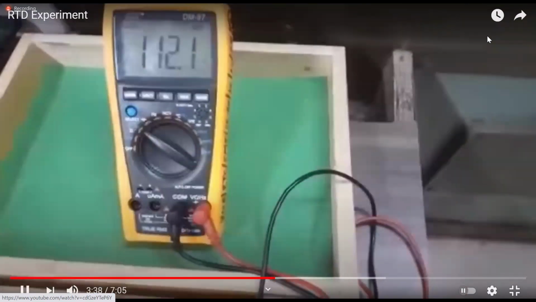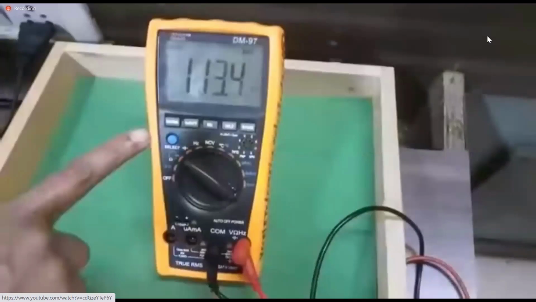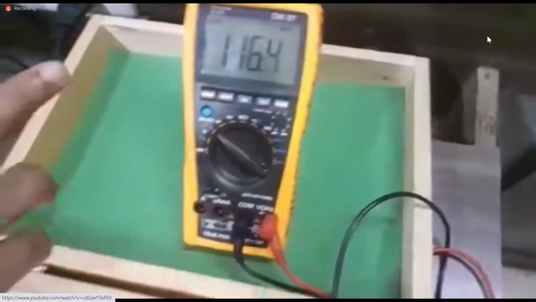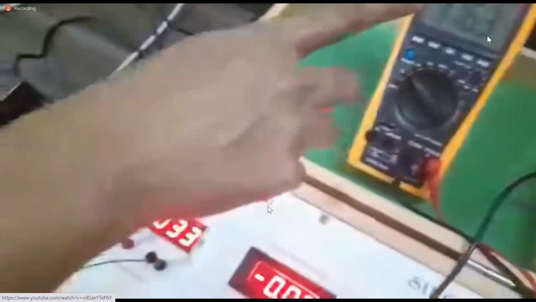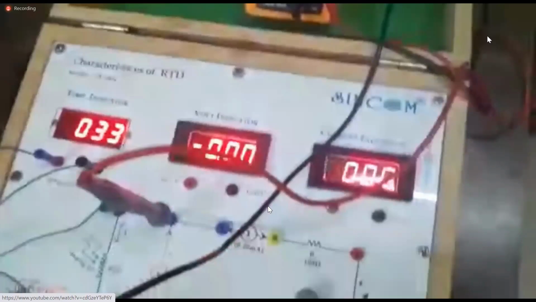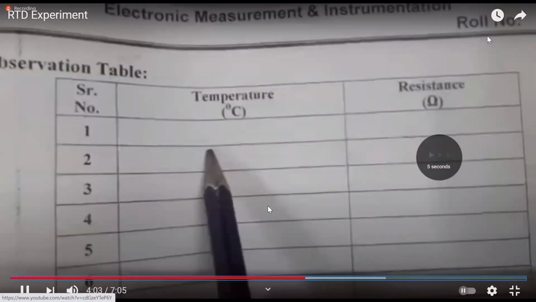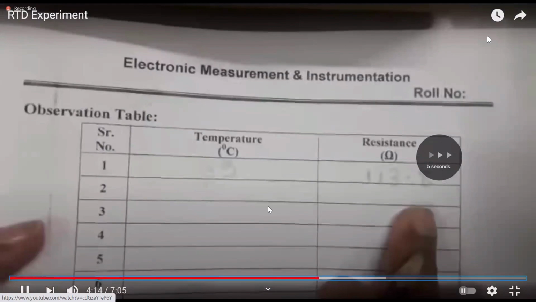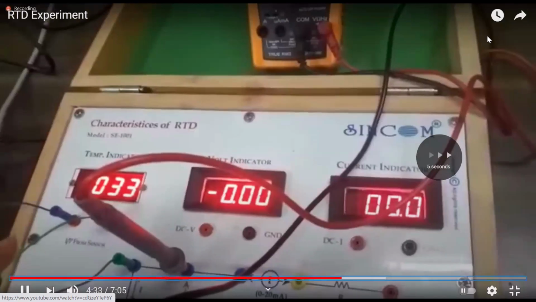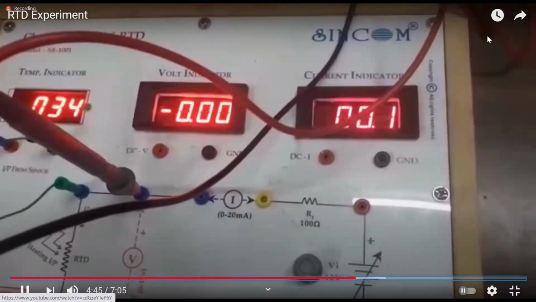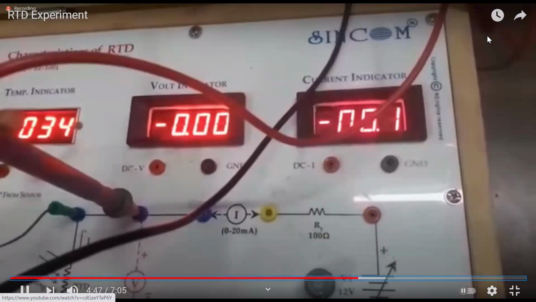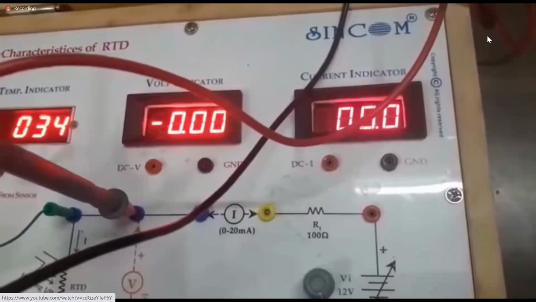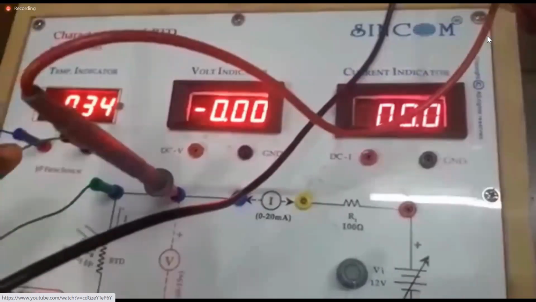Temperature is 33 and the corresponding resistance is 113.4. Now we are noting this first reading, 33.8, in the observation table. Start the heater and the temperature increases. Now the difference in temperature is 2, and we'll see what the resistance will be. We take the temperature reading and its corresponding resistance. Now it is changing from 33 to 34. You can see here.